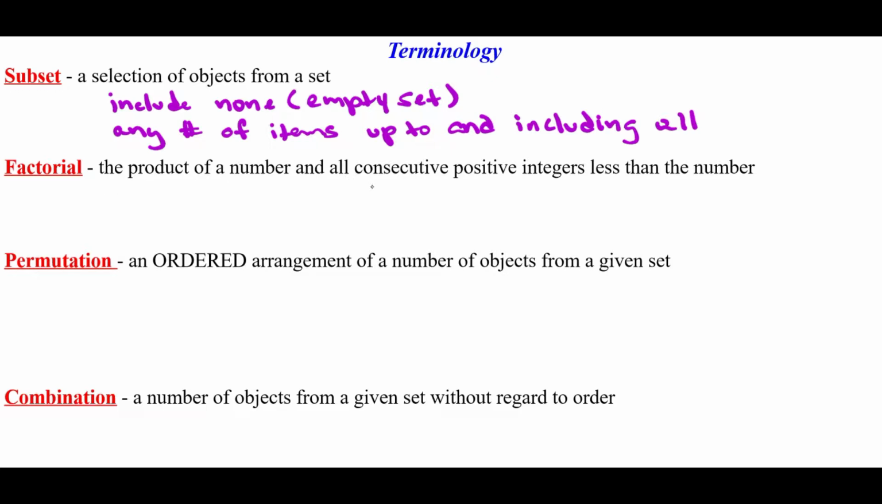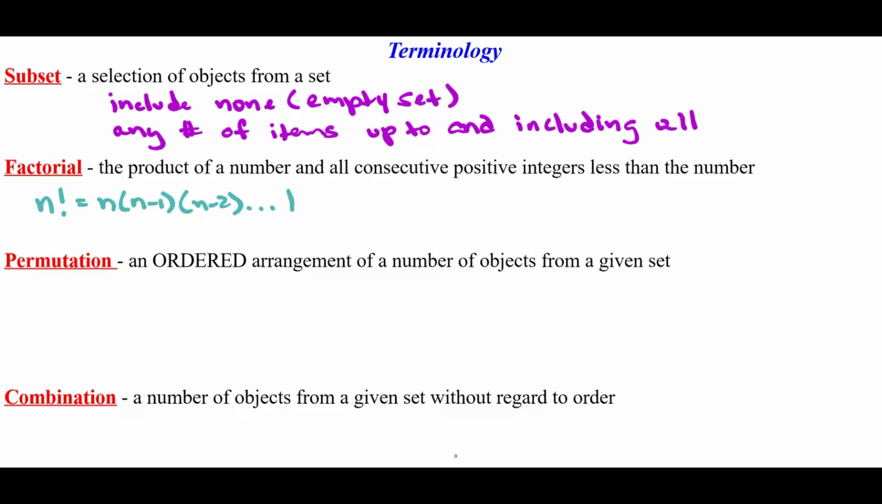Factorial is the product of a number and all consecutive positive integers less than that. We have notation for factorial, so it's a number followed by an exclamation point. And this means we take n times n minus 1, n minus 2, etc. until we get down to 1. So the product of a number and all consecutive positive integers less than that number. So we keep counting down until we get to 1, because 1 is the first positive integer.